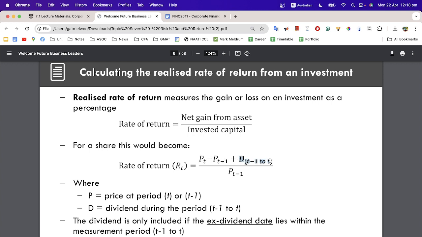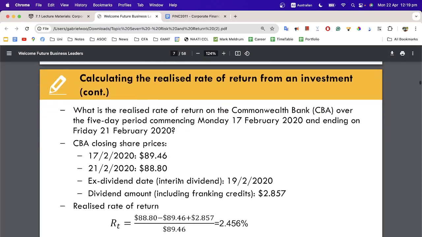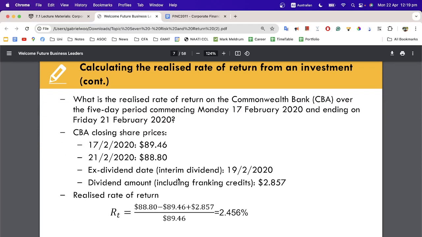However, there's an additional dividend component that must be taken into account when we want to calculate the rate of return. So here's an example of calculating the rate of return. For example, you buy a Commonwealth Bank stock for this price and you sell it for this price. And then you also receive a dividend. What is your total rate of return? So you take the new price minus the old price plus the dividend, divided by the old price.